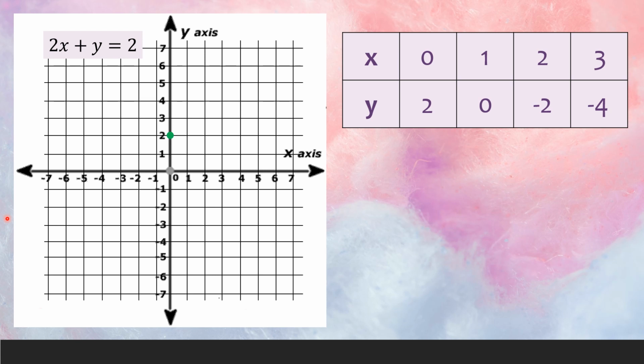Next is 1, 0. May value ang x, pero walang value ang y. So, dito tayo mag-fall sa x-axis. And then, name this as 1, 0. Next, 2, negative 2: positive 2 of x, and negative 2 of y. So, dito siya mag-fall. And then, name this as 2, negative 2.